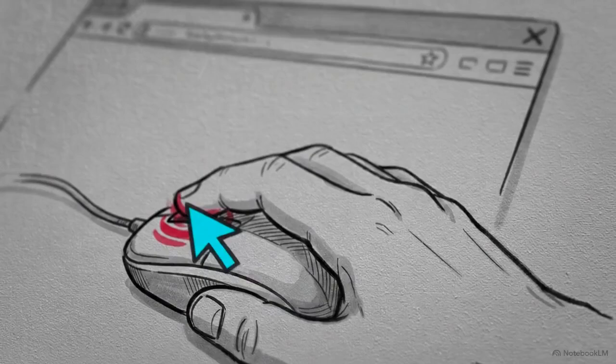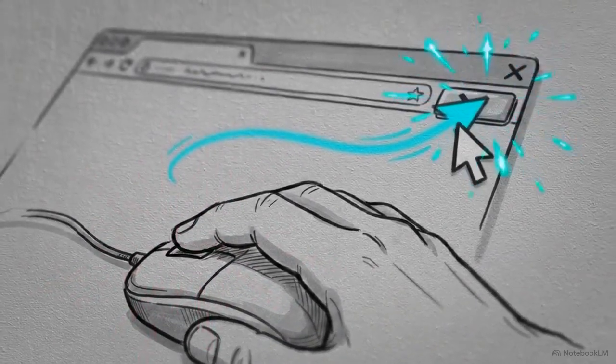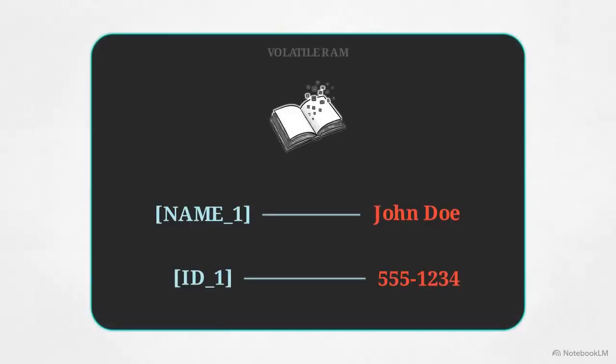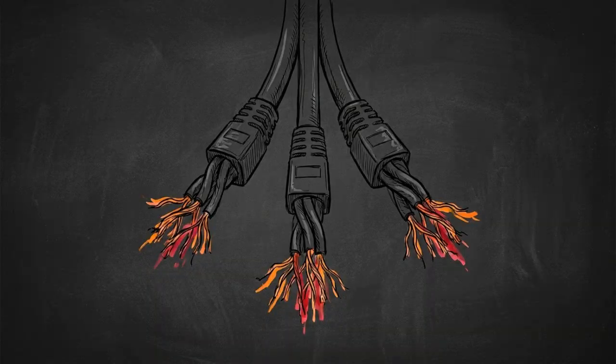The security of this ecosystem depends on what happens the moment the task is complete and the user closes the browser tab. Because the process occurred entirely in volatile RAM, the original identifiers and the temporary translation dictionary simply cease to exist. This chart compares standard cloud architectures against local execution. While traditional databases accumulate records over time, the local RAM architecture clears to an empty zero-state log the moment the session ends. There are no server logs, no telemetry, and no centralized database for hackers to target.